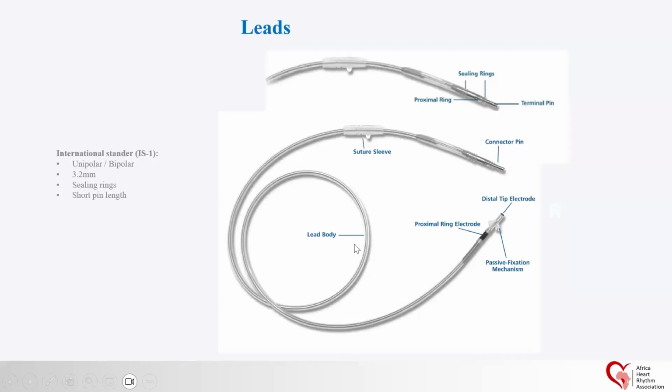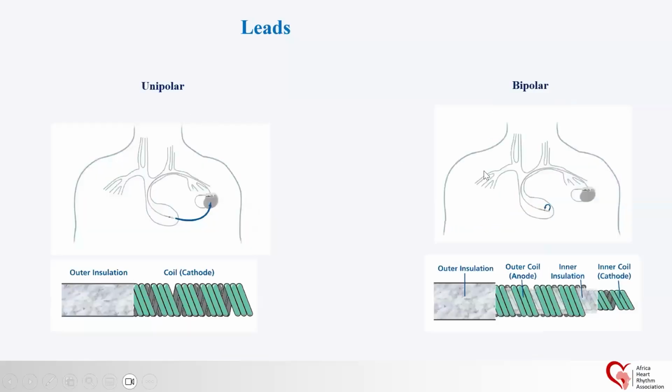We have here the lead body and the suture sleeve that we use to fix the lead in the muscle at the end, after choosing the position of the lead. And we have two kinds of leads. We have two types: unipolar and bipolar lead.